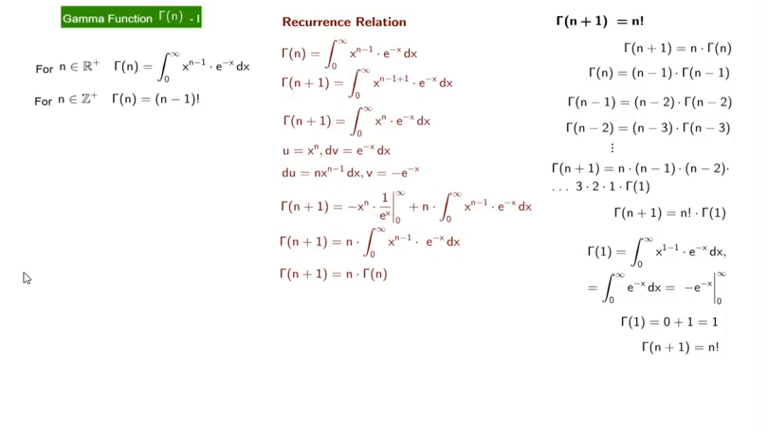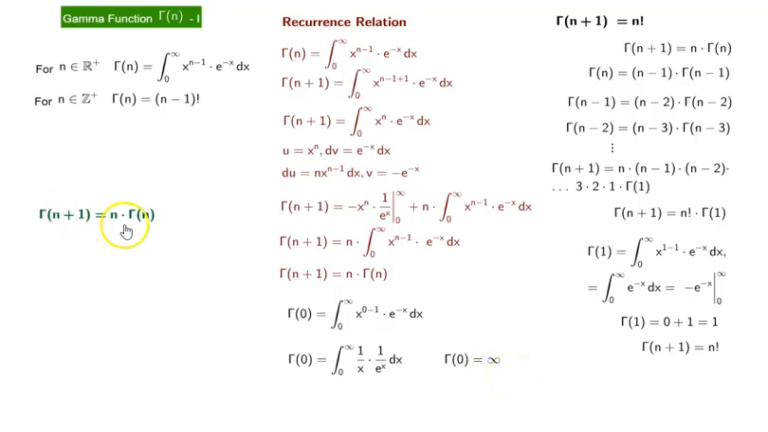Now what about gamma of 0? Gamma of 0 is equal to, again plug it into the integral 0 to infinity of x to the power of 0 minus 1 times e to the power of minus x dx. We get integral from 0 to infinity of x to the power of minus 1 or 1 by x times 1 by e to the power of x or e to the power of minus x dx. And this, when we evaluate, we get gamma of 0 is equal to infinity.